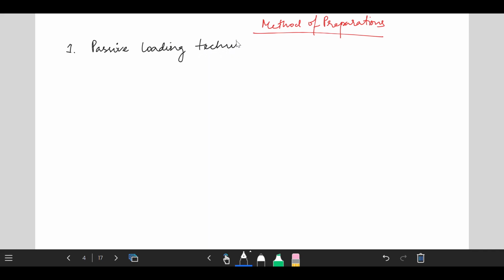Now, what are the methods of preparation? Two types of methods are used. First one is passive loading technique and the second is active loading technique. Okay. So first one is passive loading technique. The passive loading technique is subdivided into three categories. First one is mechanical dispersion method.